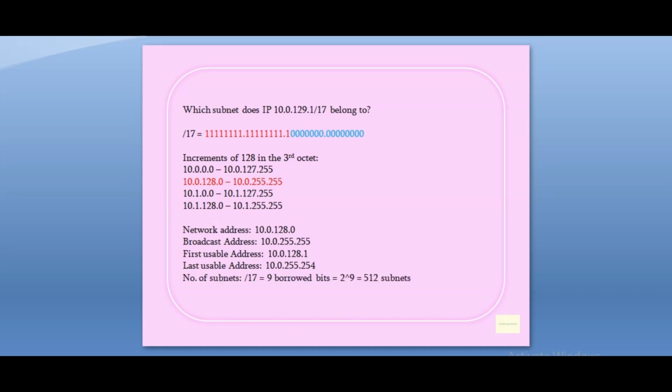Again, in /17 we have 9 borrowed bits. That means 2 raised to 9, we get 512 subnets. And how many hosts do we have per subnet? In /17 we have 15 host bits, giving us 32,768 IP addresses per subnet. If you want to check out all the 512 subnets, I will link a website down in the description below. Now, let's move to today's topic.